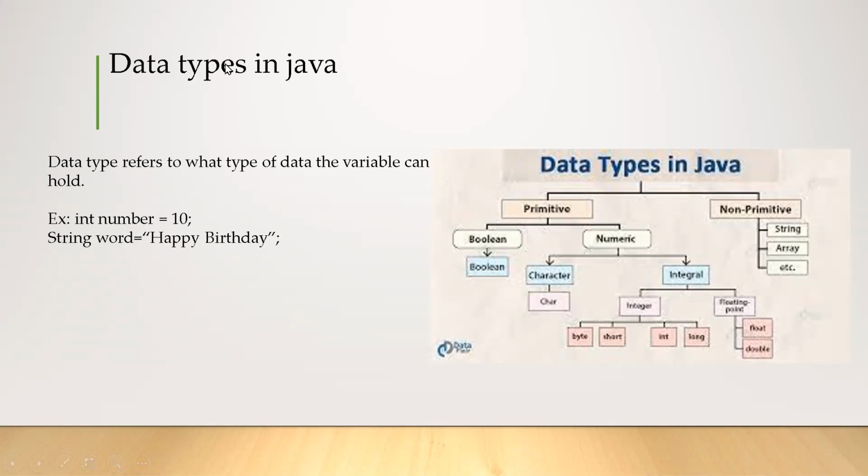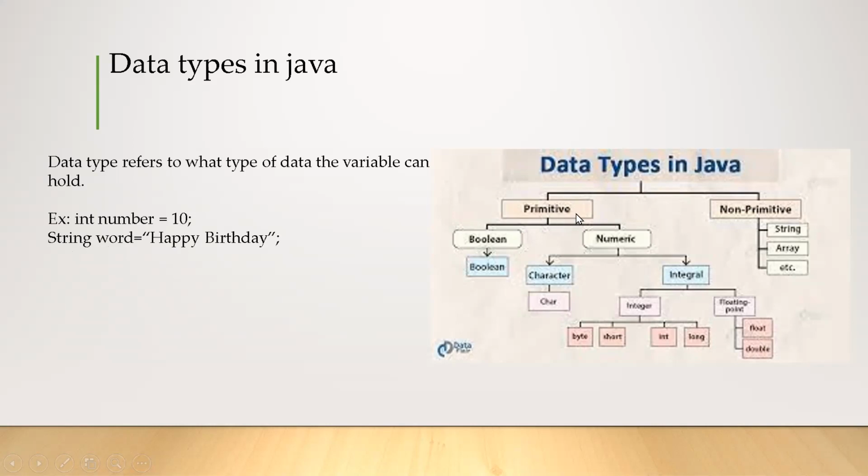So data types mean what is the type of data that a variable is holding. So to refer to a variable's data type, we call that a data type. So for example, int is a data type for the variable number because it is holding the value 10. Int means integer values. String means for words and sentences, we use string. So similarly, if you see here in the diagram, the data types are broadly divided into two categories, primitive data type and non-primitive data type.